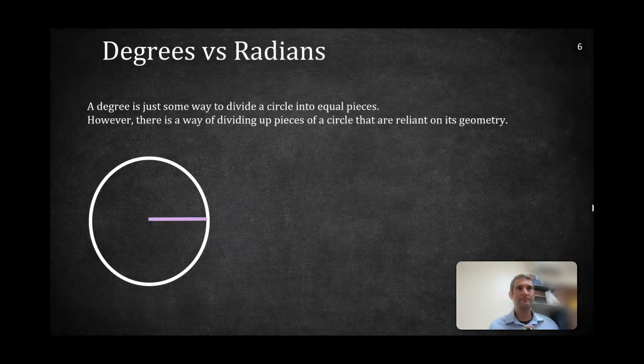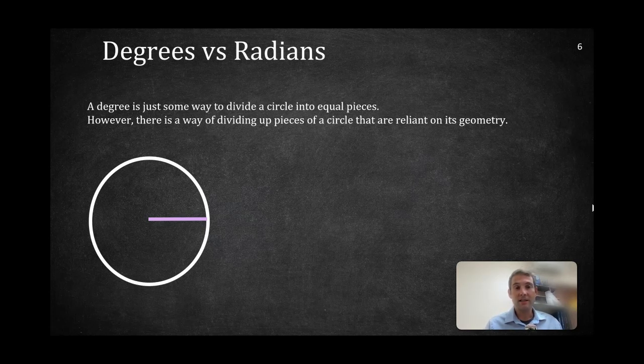Gotcha. Degrees versus radians. A degree is just some way to divide a circle into equal pieces. In fact, we could use any other means of division, including arc minutes, which is 21,600 divisions or 60 divisions per degree. Or arc seconds, which is 1,296,000 divisions or 3,600 divisions per degree. We don't want to deal with that. Instead, we're going to rely on the radians.